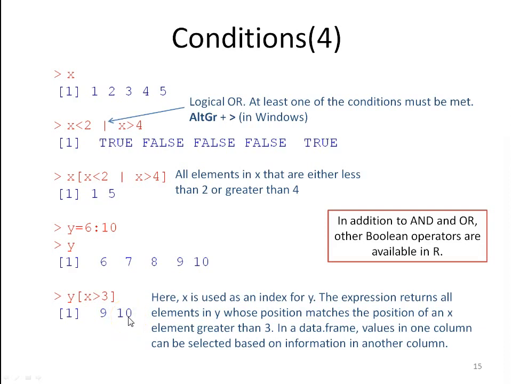And of course this could be very useful if, for example, y contains some outcome measure that you are interested in, and x contains, say, ages. Then you can ask for the outcome in individuals with an age greater than 3 in this case.